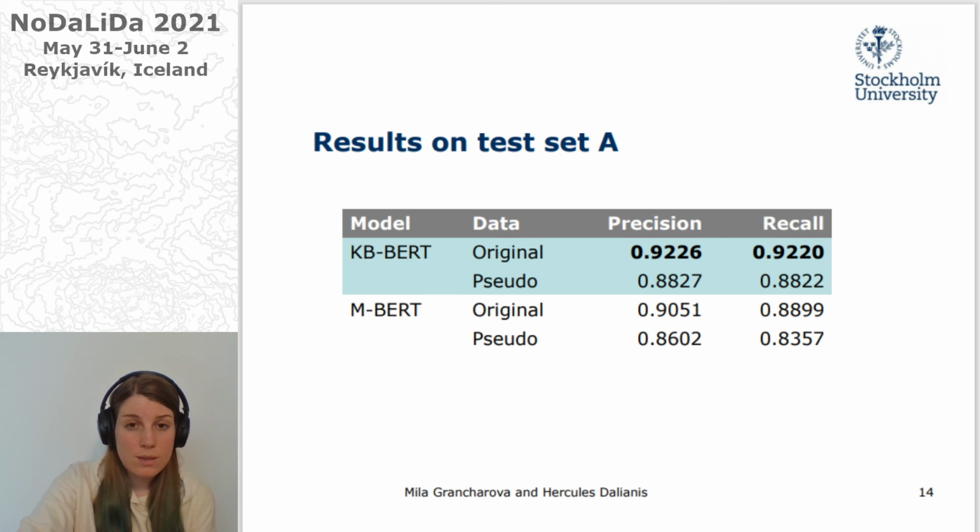Again, we really didn't spend that much time optimizing these models, so we can't make any conclusions regarding how much better one of these two models is than the other, but we can say that both the Swedish model and the multilingual model seem to be able to perform this task for Swedish. And again, we see that the results for the models trained on the pseudonymized data are worse than those where we've trained on original data. However, the difference between these results is much smaller than what was previously reported.